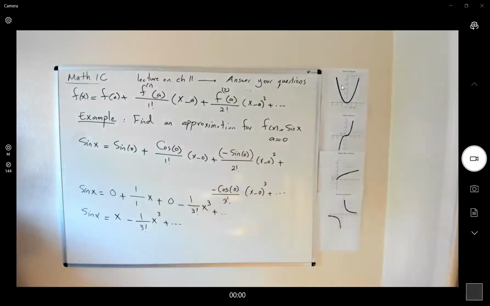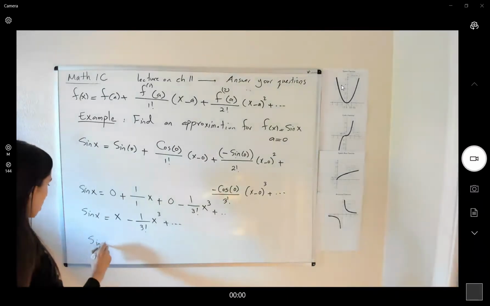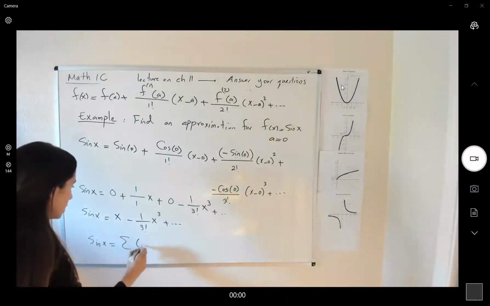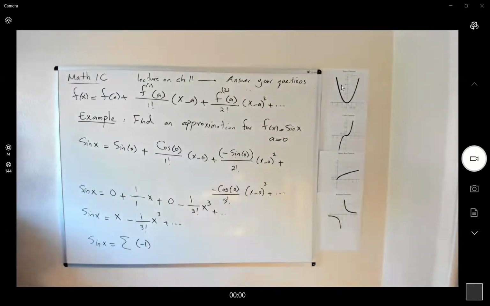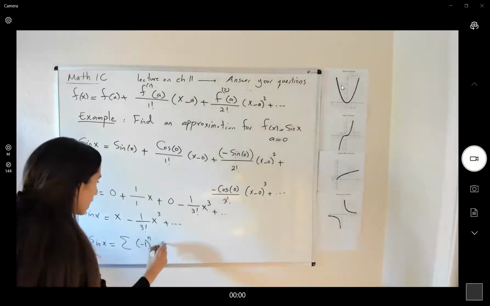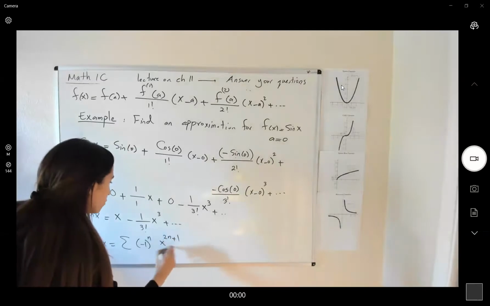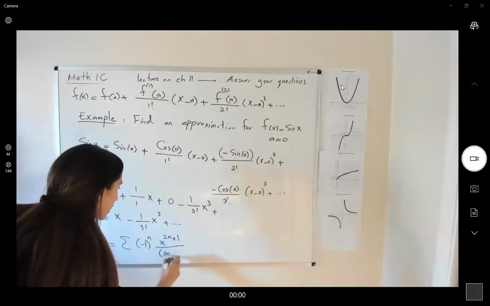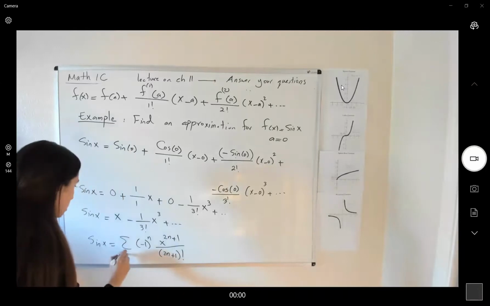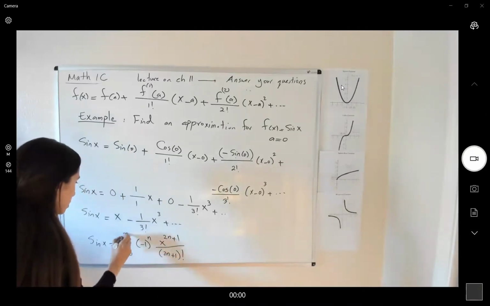So in general, you can write sine of x as the sum of negative 1 raised to n, x raised to 2n plus 1, over 2n plus 1 factorial, where n starts from 0 and goes to infinity.